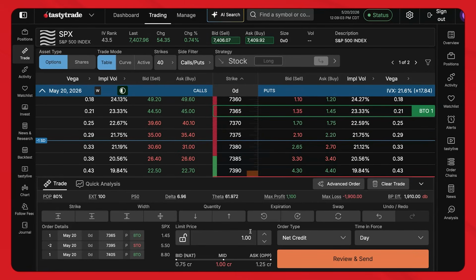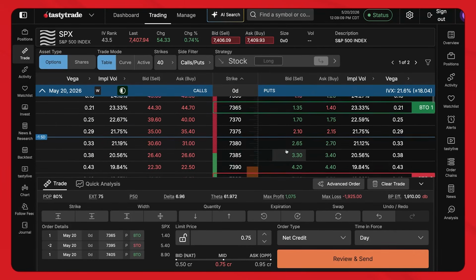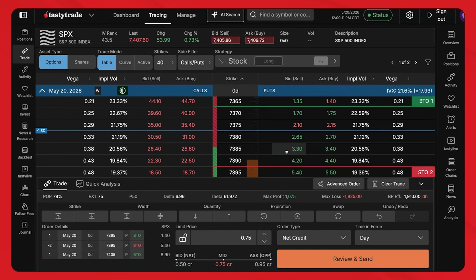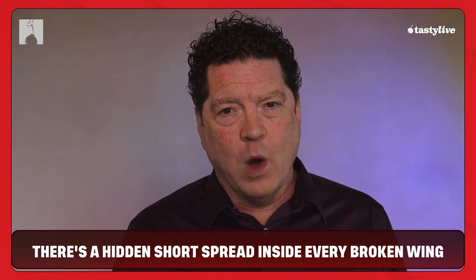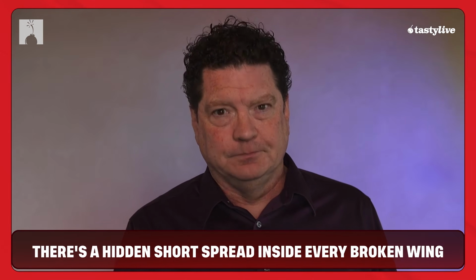What I did was I turned this from a debit, $1.10, $1.15 with a regular butterfly, and turned it into a broken wing butterfly by changing the long further out of the money put strike, putting that at a lower strike. And I took it from a debit to a credit trade. What does that tell me?